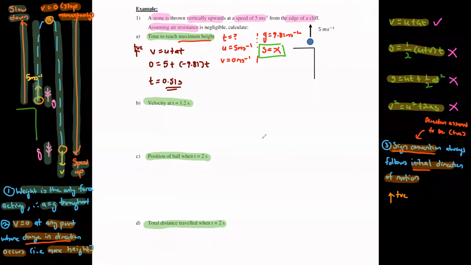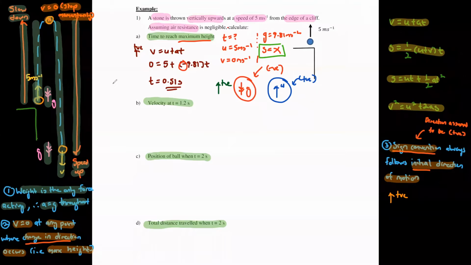Now, you may be wondering, why is there a negative sign for the acceleration? It's because our sign convention is upwards, but the direction of our acceleration is downwards. So since it's opposite to our sign convention, this one would be negative. Similarly, since our initial velocity u is upwards, in the same direction as our sign convention, this will be considered as positive.